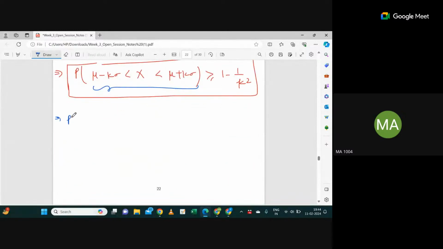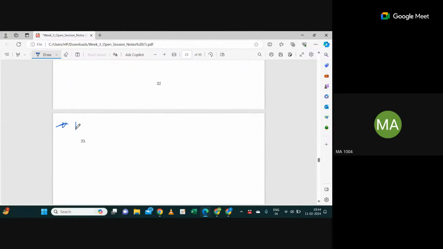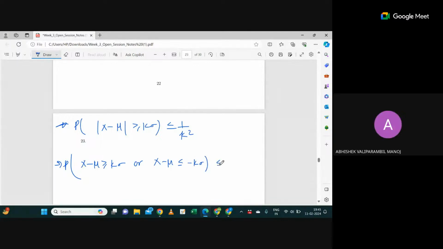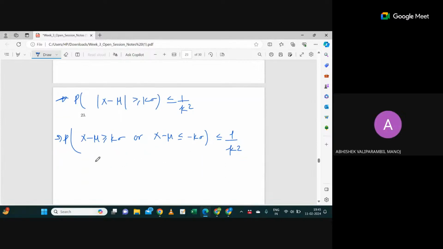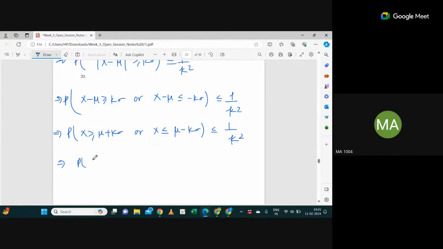Let's see the very first formula, the upper bound one. You have probability of modulus of x minus mu greater or equal to k sigma less or equal to 1 by k square. How can I expand the middle part? x minus mu greater or equal to k sigma, or x minus mu less or equal to minus k sigma. So x is greater or equal to mu plus k sigma, or x is less or equal to mu minus k sigma. This is the "or" case, so you have to be careful about what kind of thing you have been asked.